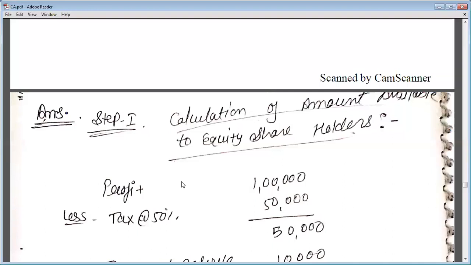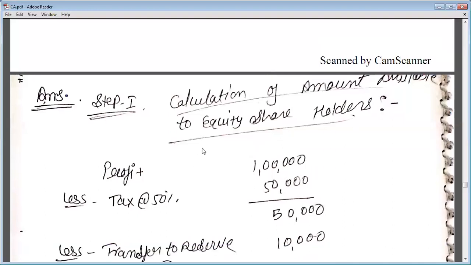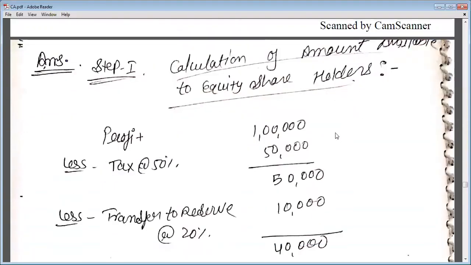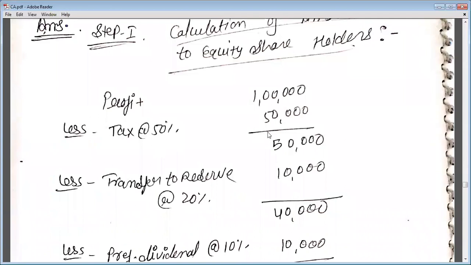In the first step, we will calculate the amount available to equity shareholders. The profit is 1 lakh. See here, the expected profit in the question is 1 lakh. Then we will less the tax. The tax rate is given in the question, that is 50%. So 50% of 1 lakh is 50,000. We will less the tax, and the remaining amount will be 50,000.